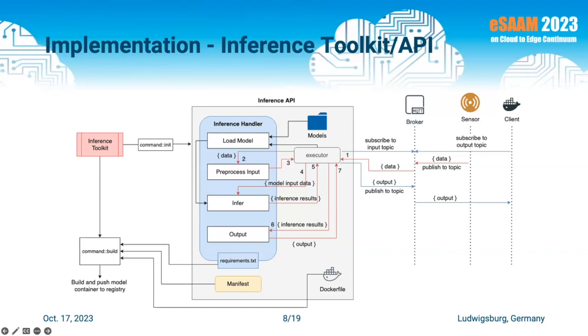So we have a function called load model, which takes in our packaged models and loads them into memory. Preprocess input takes in our input from our sensors and preprocesses it into the format that can run inference on the model. And infer, like the name says, does inference on this preprocessed input data and produces an output. With the output function, we take this inference output and reformat it into a structure that is used by any end user or end application, or client application.